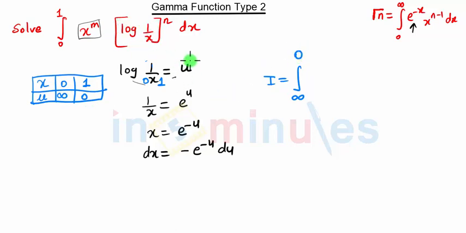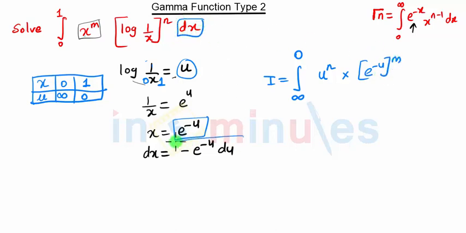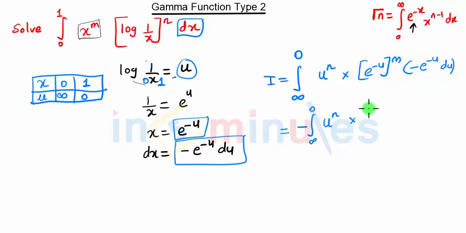Log of 1 by x is replaced by u, so u raised to n into x raised to m. X is e raised to minus u and x raised to m into dx. Dx will be replaced by this term, so we have minus e raised to minus u du. So now what we are going to do, we can take this minus sign here, so we get minus infinity to 0 u raised to n into e raised to minus u, the whole raised to m is nothing but e raised to minus m into u, and this e raised to minus u du.